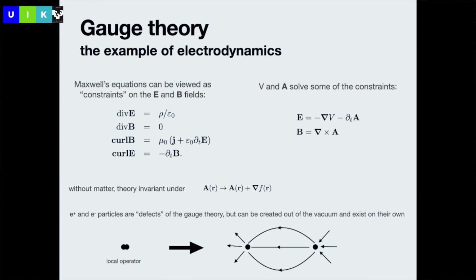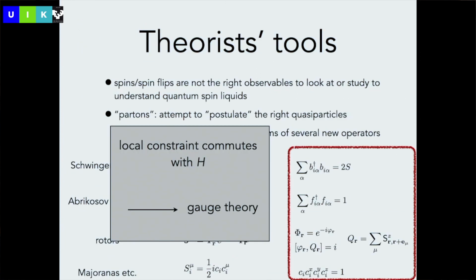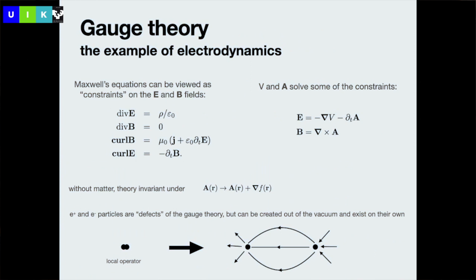So for gauge theory, I can give the example of electrodynamics, which we all know. So we have Maxwell's equations, which can be seen as constraints, kind of like this, on the E and B field. Okay, and we know that if we introduce a scalar and vector potential, we solve some of the constraints. But there is still some freedom. So we know that without matter, the theory is invariant under this shift here.